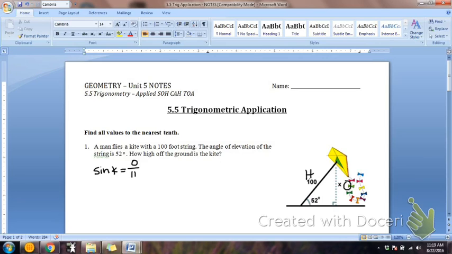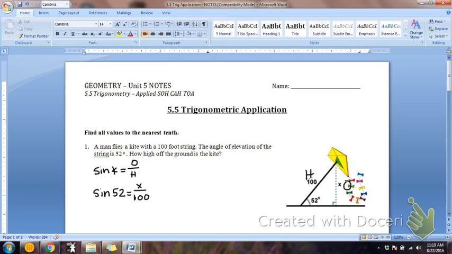I am still setting this up because this is still new to us, and I would like you to still set this up. Okay, now we're going to solve the problem like we have been doing. So instead of the angle, we're going to put in 52. The opposite side is x. The hypotenuse is 100.